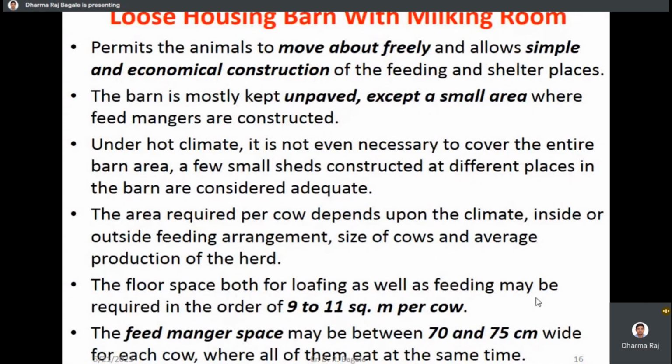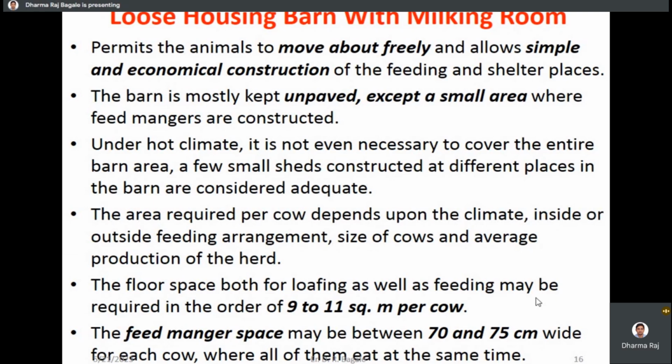In very hot conditions, the area required for a cow depends upon the climate, inside or outside feeding arrangement, size of cow, and average production of the herd. The floor space both for loafing as well as feeding may be required in order of 9 to 11 square meters per cow. So here the area required per cow is quite high.